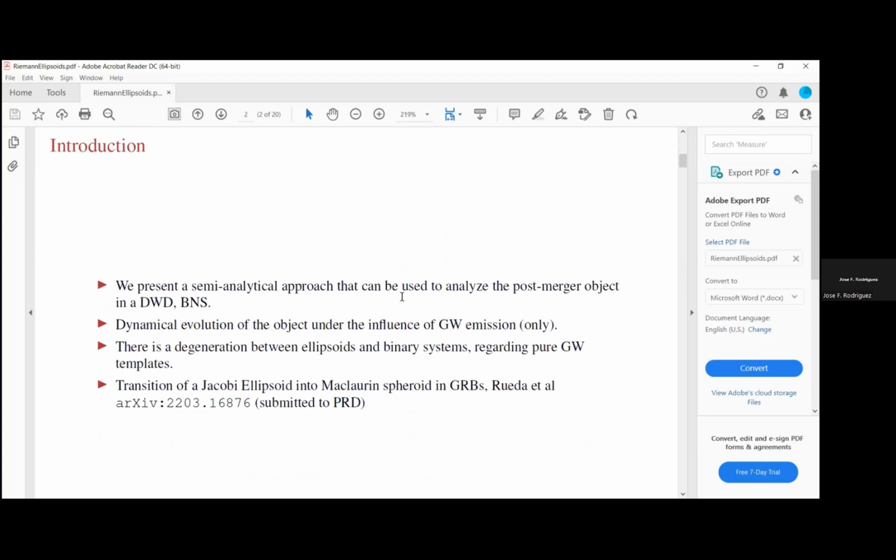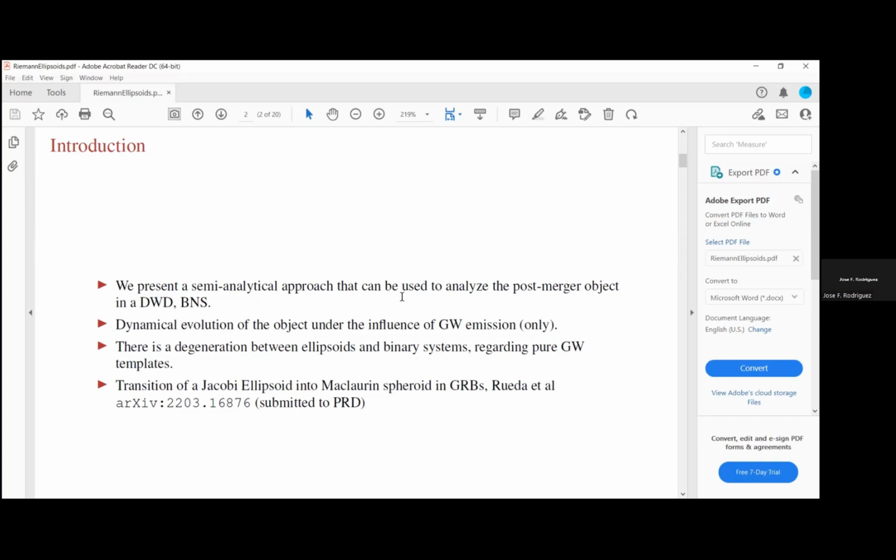First, I'm going to present a semi-analytical approach that can be used to analyze the post-merger object in double white dwarf mergers or binary neutron stars, or in other scenarios. This approach is very useful since we can get insights and extract information using very simple calculations. In this work, the dynamical evolution of the object is driven by gravitational wave emission only. As we will see, there is a degeneracy between ellipsoids and binary systems regarding only the gravitational wave templates.